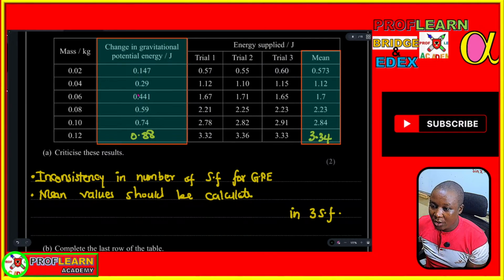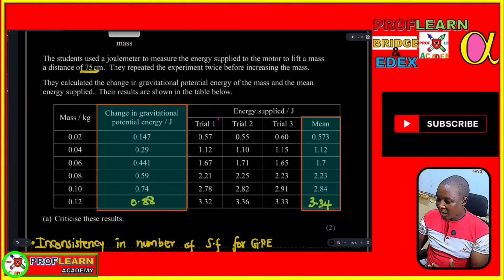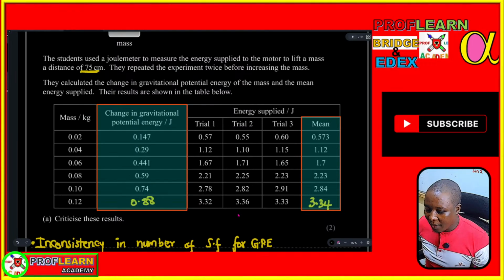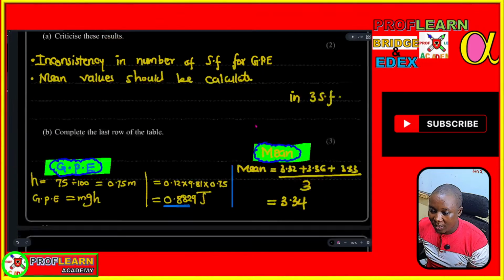Another aspect that you need to check whenever you are criticizing this data is to look at the value on each column, is the unit indicated? If the unit is not indicated, you have also to identify and criticize the data collection at that point.